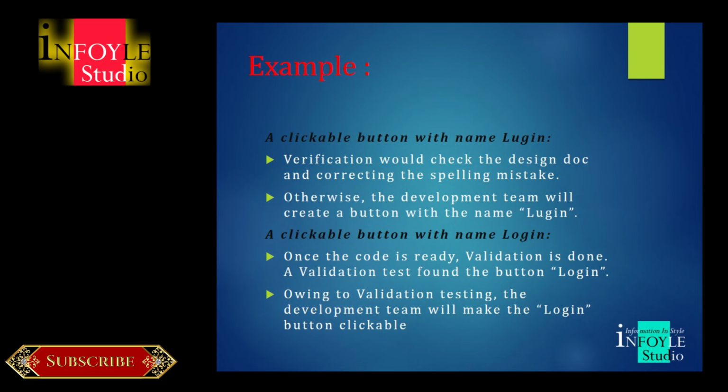Here is a simple example of verification and validation. A clickable button with the name login. Verification would check the design document and correct the spelling mistake. Let's assume that the development team will create a login button. If in the design document the spelling is incorrect, then the development team will create the button with the incorrect name. Now, let's move on to the example of validation.